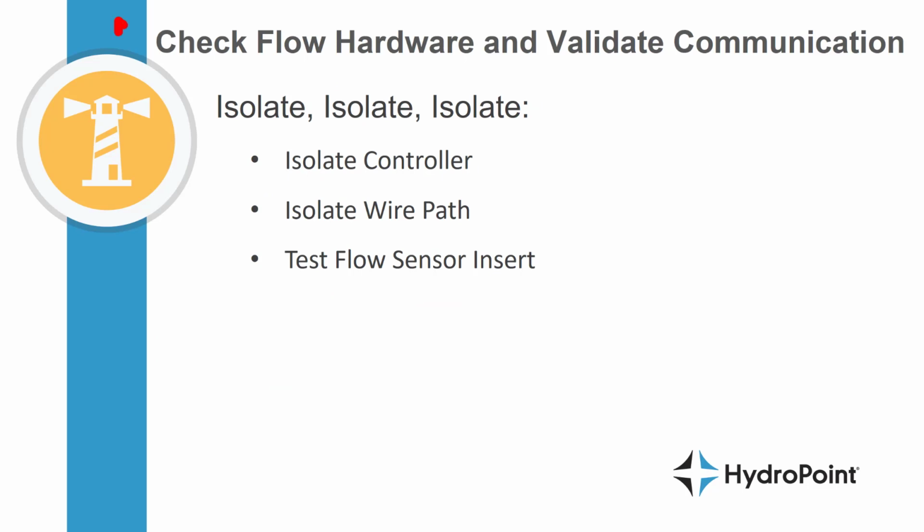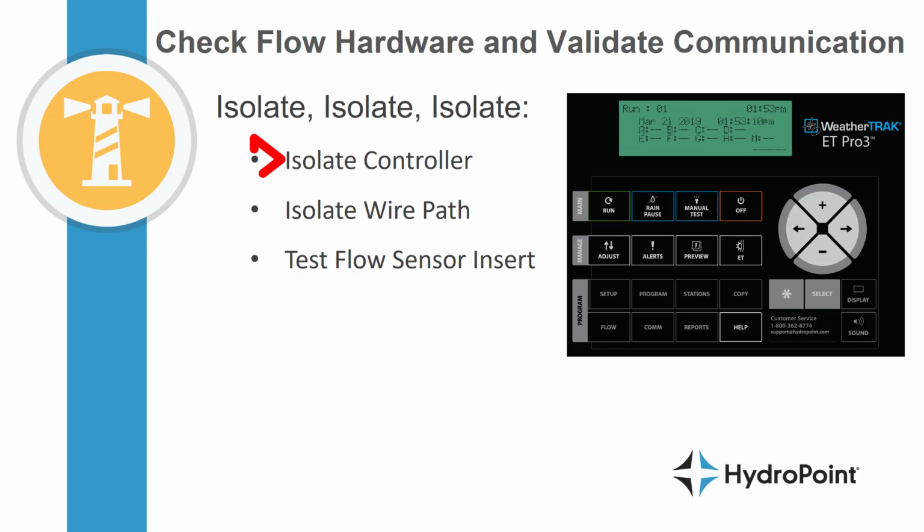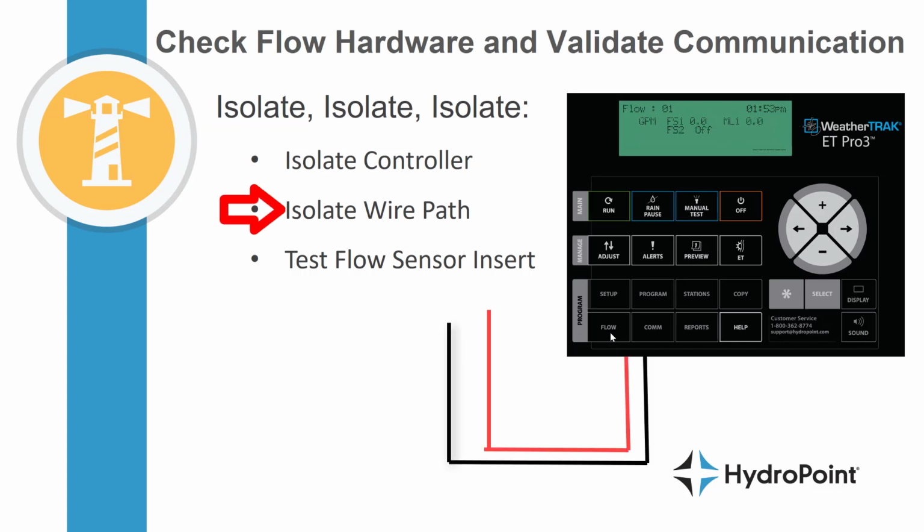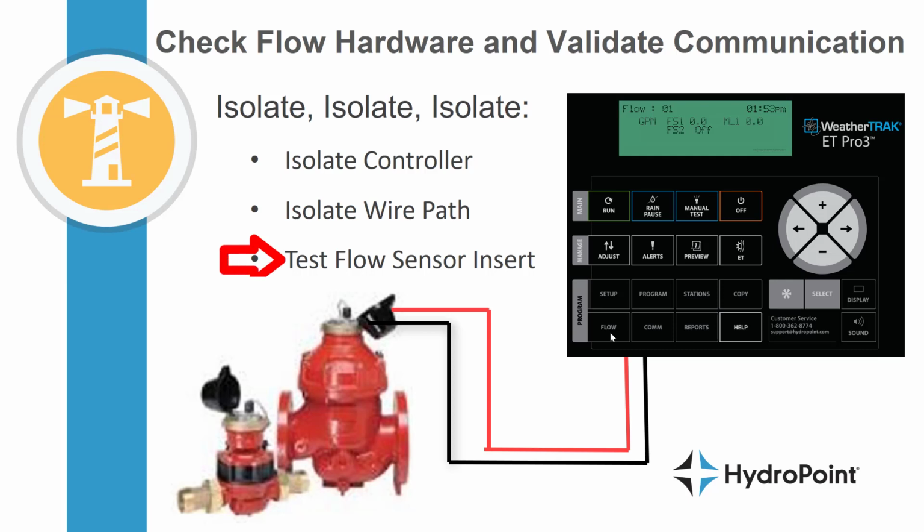And if you are out in the field checking the flow hardware and trying to validate the communication, the rule of troubleshooting is isolate, isolate, isolate. We've got to figure out where that signal is getting lost. Is it getting lost in the controller, in the wire path between the controller and the flow sensor, or at the flow sensor itself? And there's a simple hardware test that makes that clear.